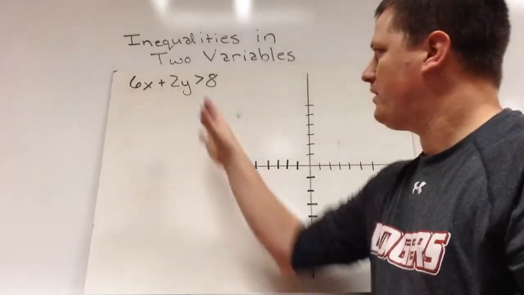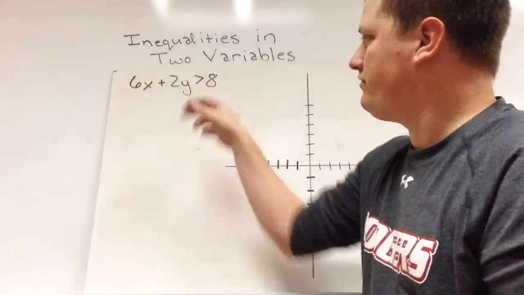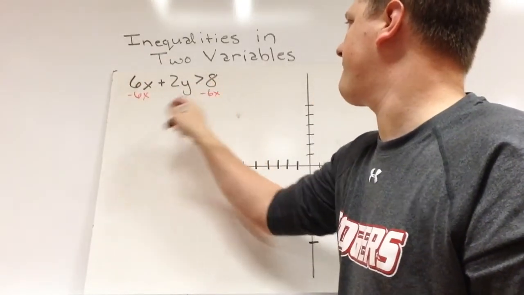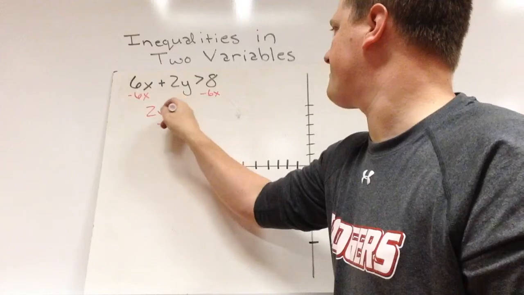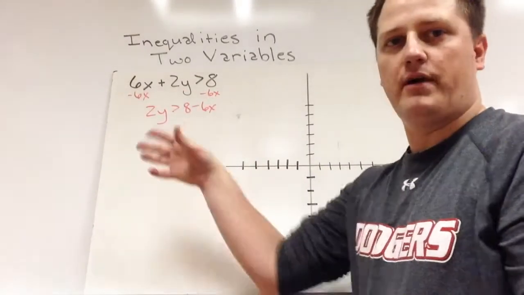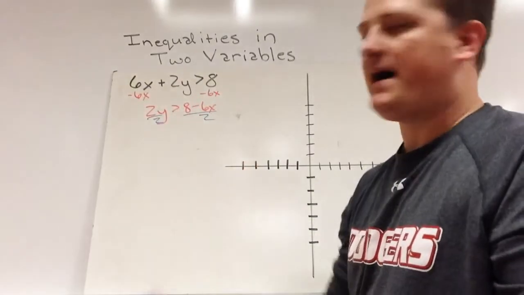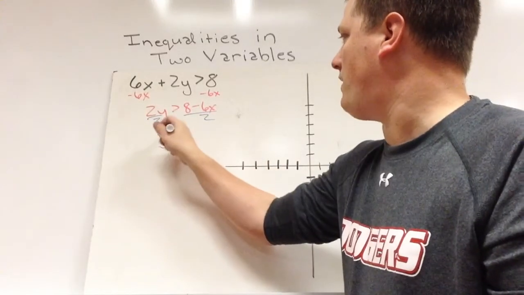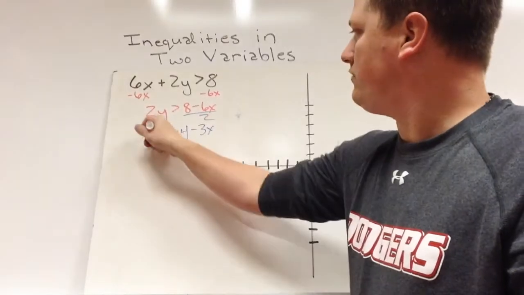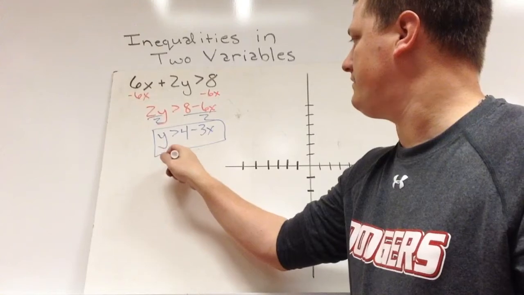So for this one, we don't have it in intercept form, so I first have to do that. So I'm going to move 6x to the other side. I still don't have y by itself, so I have to divide by 2. Since I'm dividing by a positive, I'm going to keep that the same. So we're going to get y is greater than 4 minus 3x. So this is the thing that I want to graph. I'm going to have a dashed line.